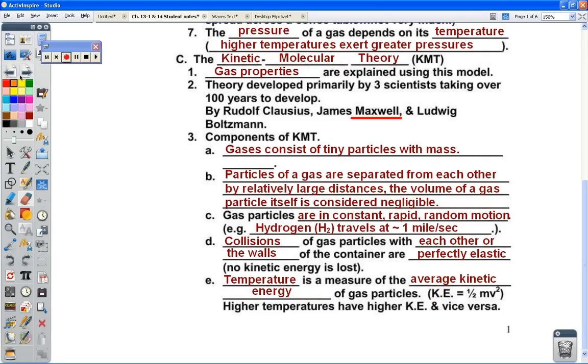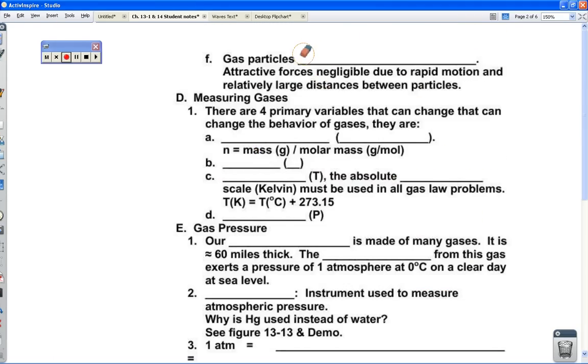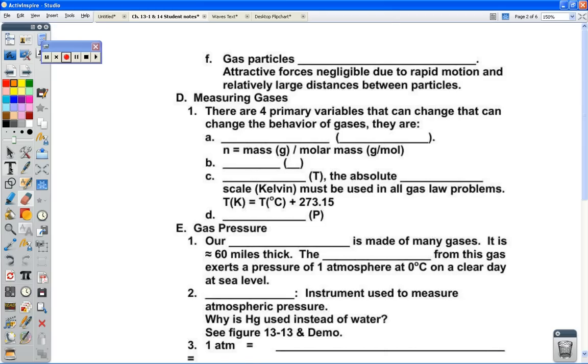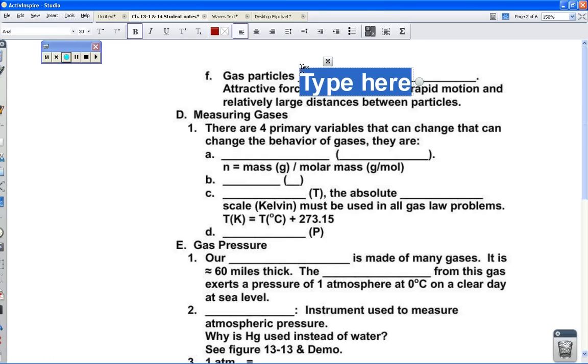Okay, so we're going to go to the next page. All right, gas particles. Oh, I haven't written it in there, so... That's too big.